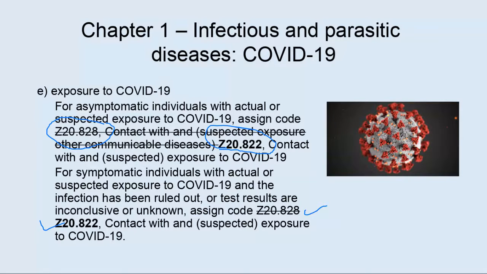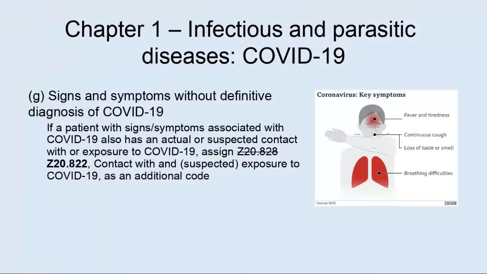Of course, Z20.828 is just other communicable diseases. Z20.822 is COVID, so much more specific. The same change from Z20.828 to Z20.822 was made in the guideline for signs and symptoms without diagnosis of COVID. If a patient with signs and symptoms associated with COVID also has actual or suspected contact with or exposure to, instead of using this one, you use this one. So that's made consistent throughout.